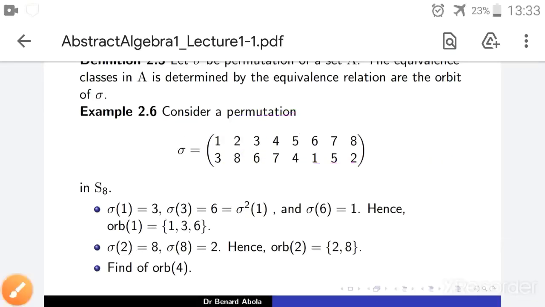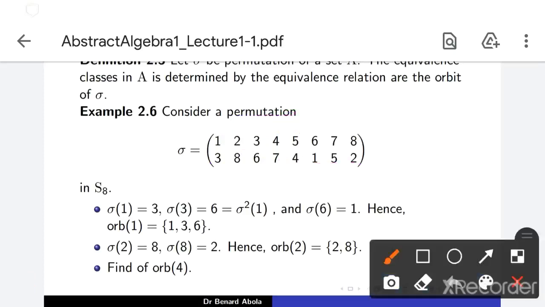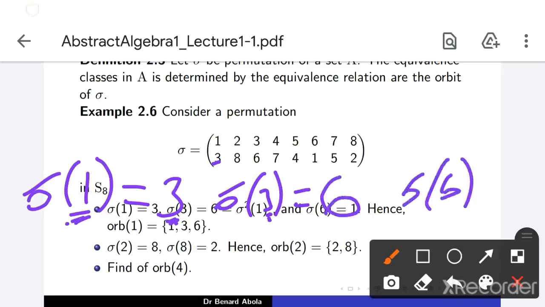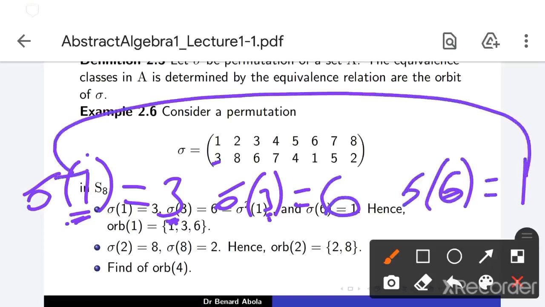Okay, if I want to get the first orbit, I can say the orbit of 1. The permutation of 1 is what? It is a 3. What about the permutation of this 3? Remember, I started with a 1. The permutation of 3 is a 6. Is that okay? Now, what about the permutation of this 6? Are you seeing that it gives me a 1? Meaning I've already gone back to what I started with. That's the orbit I've been talking about.